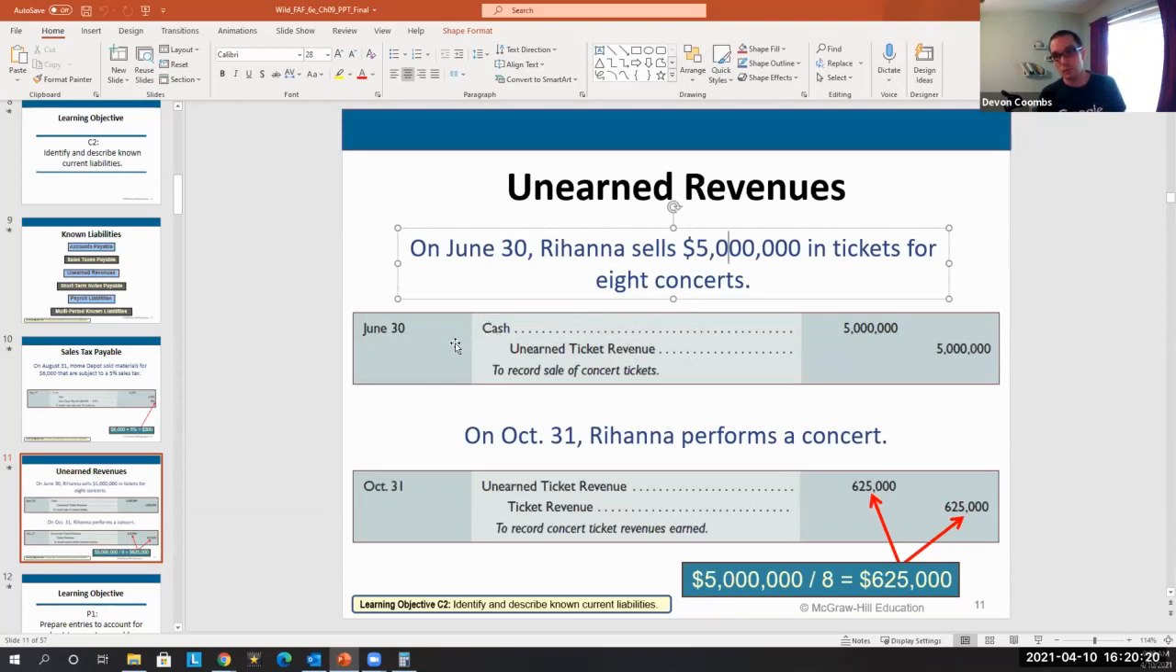So we can't recognize the revenue to this because it would violate the matching principle. We have to match, not the matching principle, the revenue recognition principle. We have to recognize revenue when it's earned, right? When we satisfied our performance obligations. And so we collect the cash. We can't recognize the revenue until we perform the concerts. In this case, they performed one concert. 5 million divided by 8 is 625,000, which is why we recognize the 625,000 in revenue.